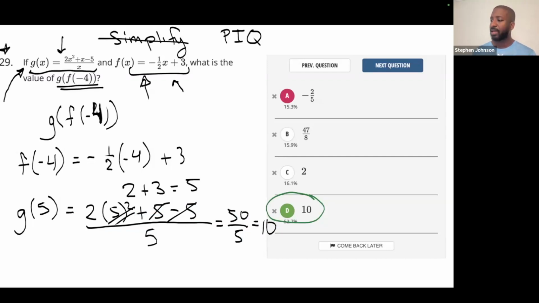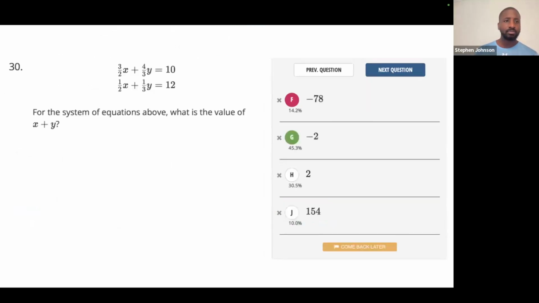This looked like a simplified question to me at first, but it actually ends up being a plug-in information from the question. The question told us that we wanted to find f of -4 first. We found that, and that leads to finding g of 5 next, which we find. All right, next question. This is a system of equations.